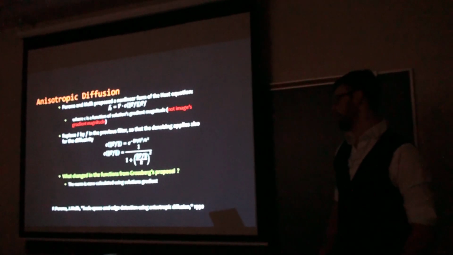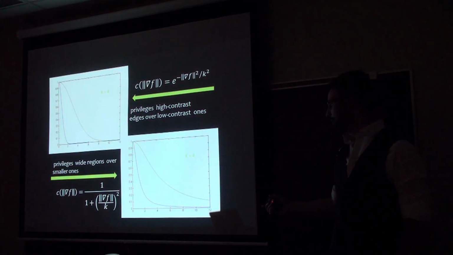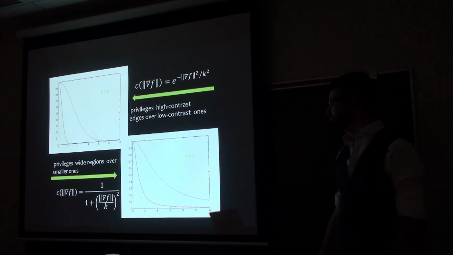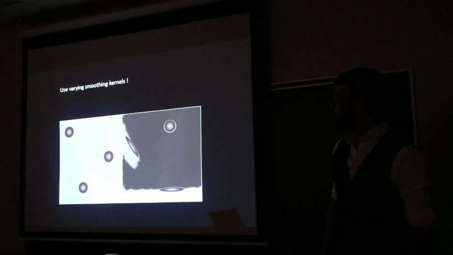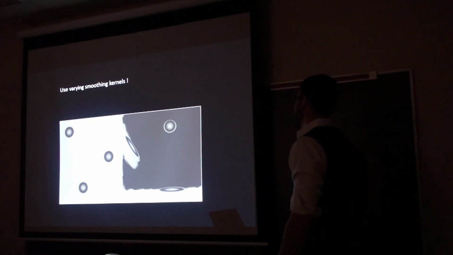The norm is now calculated using solution gradients. Okay, cool. Looks pretty much exactly the same, right? I is changed to F. Use varying smoothing kernels. So here's an image I got.